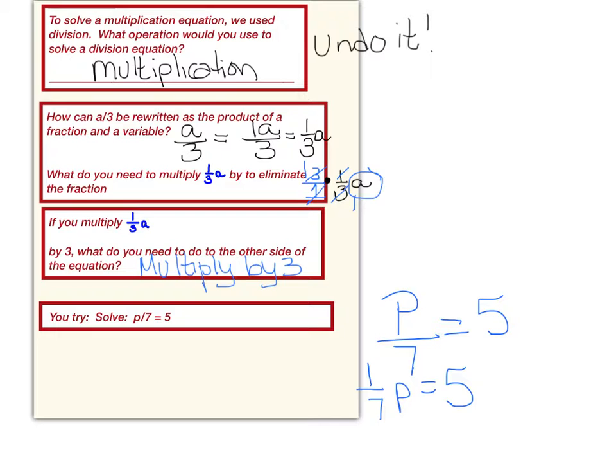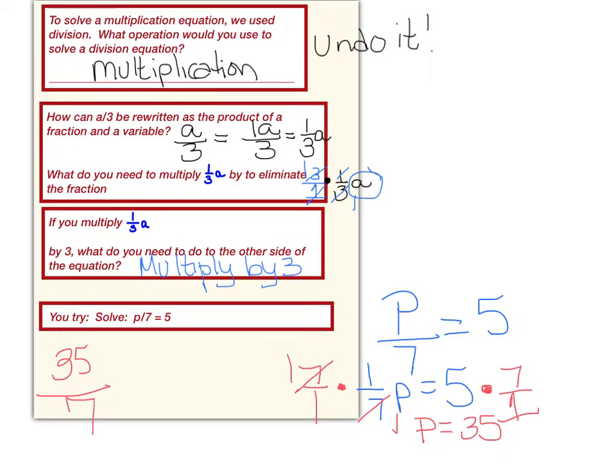Welcome back. Hopefully you've checked your answer and you decided that you should multiply both sides by 7 over 1. Always do the same to both sides. Never leave your scale unbalanced. Okay, these cancel out and you're left with p equals 7 times 5, which is 35. Obviously, we would want to check our answer, so we would put 35 in for p. 35 divided by 7 should equal 5, and it does.